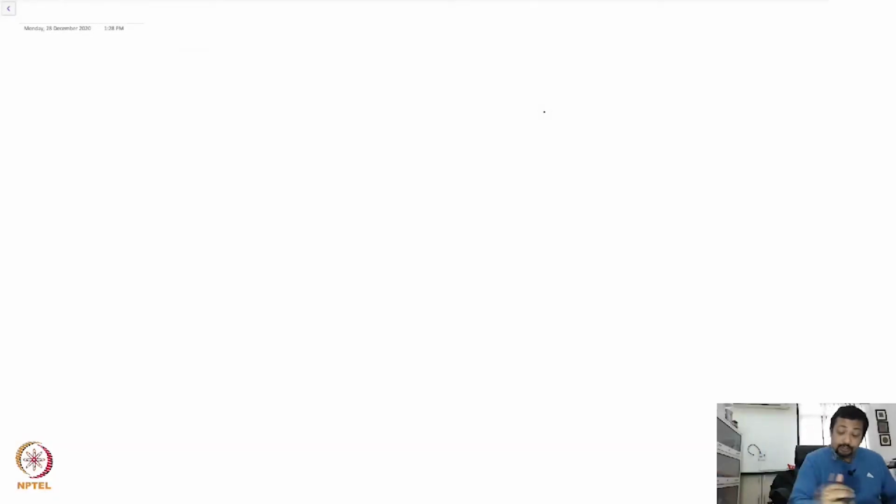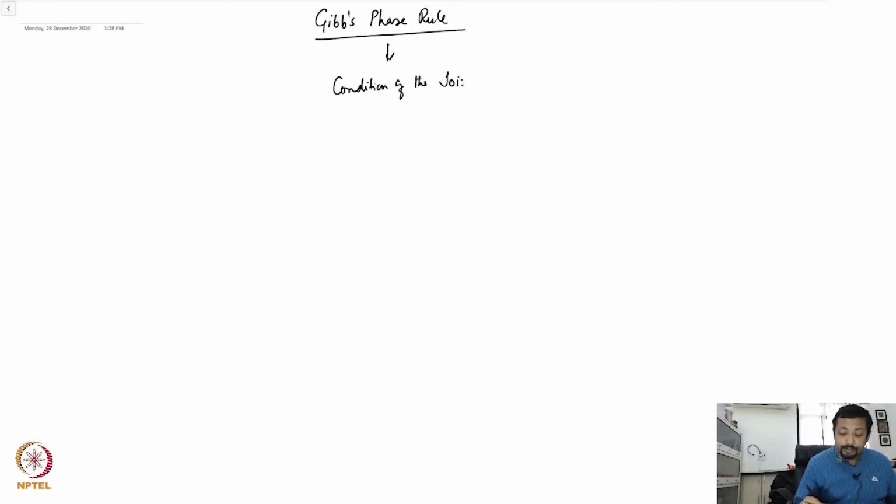Welcome back. So in this lecture, we are going to study what is known as the Gibbs phase rule. We will see that this Gibbs phase rule follows from the condition of the joint equilibrium of a system. Now we have already seen the stability criteria for entropy and internal energy.